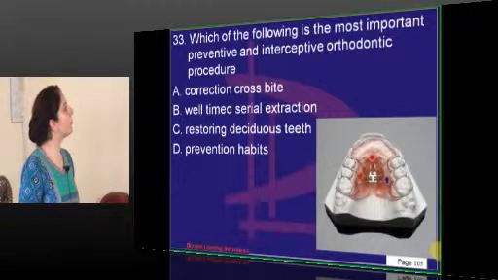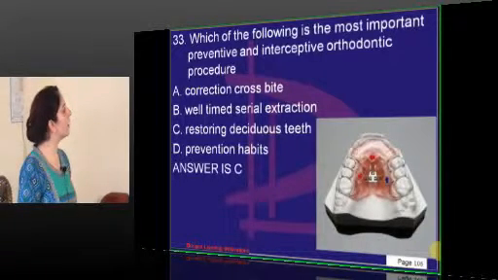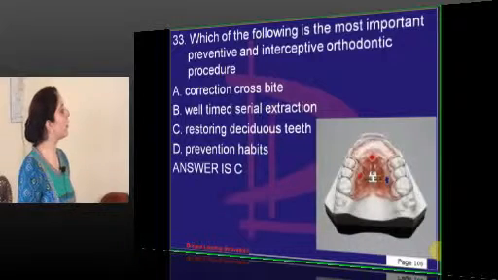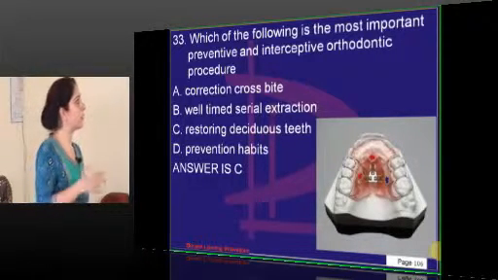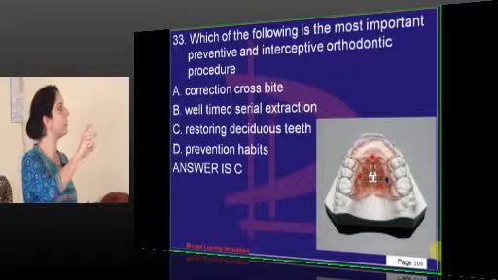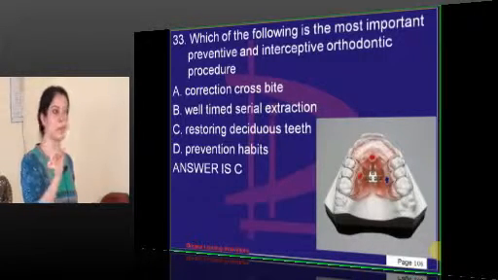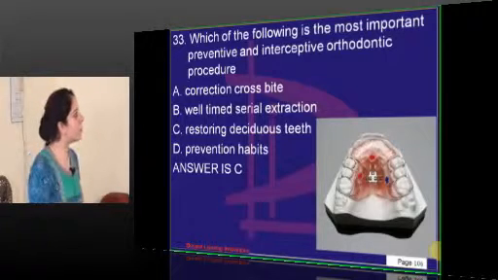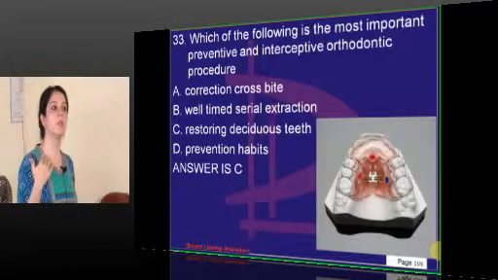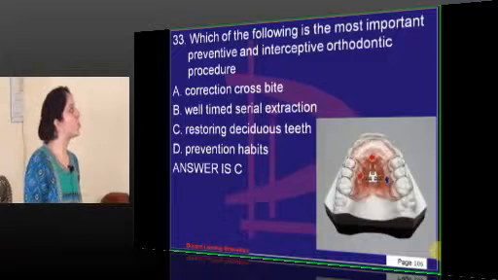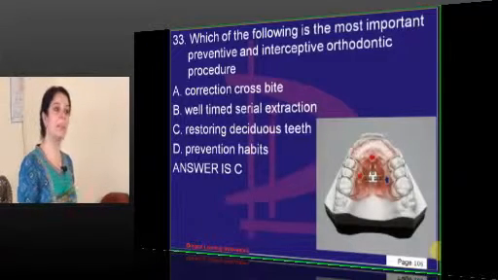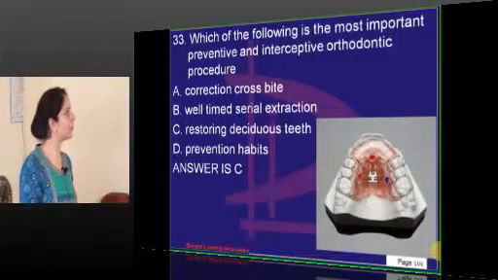Which of the following is the most important preventive and interceptive orthodontic procedure? It is restoring deciduous teeth. Now, preventive and interceptive orthodontic procedures have very little difference. We do a preventive orthodontic procedure before the actual malocclusion develops. So preventive orthodontics is mainly done in the deciduous dentition.